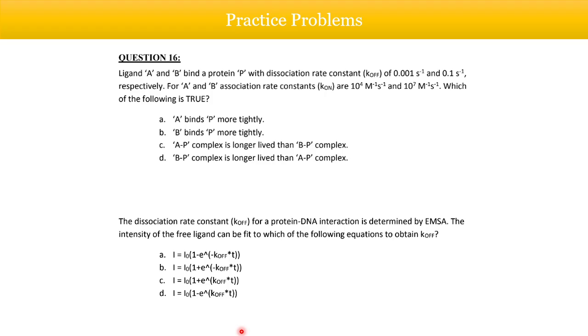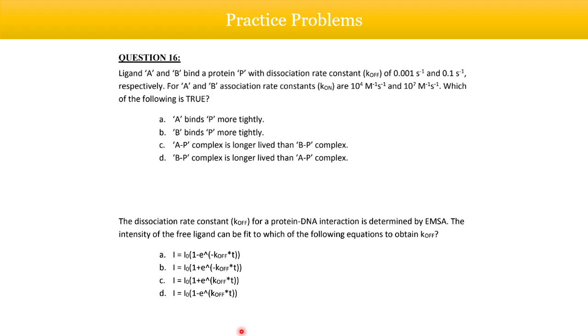Okay. And the last one: the dissociation rate constant K off of a protein-DNA interaction is determined by EMSA. The intensity of the free ligand can be fit to which of the following equations? I equals I naught times 1 minus e to the power minus K t, or plus e to the power K t, or e to the power K t plus e to the power K t, or minus e to the power K t. Which will be the correct one? It is simple, you know the equation I equals I naught e to the power minus K t. There are many equations like e to the power minus K t. So I equals I naught times 1 minus e to the power minus K t will be the correct option over here.